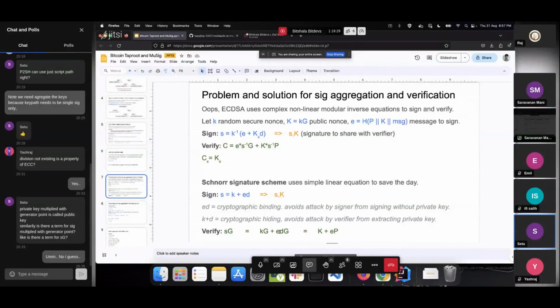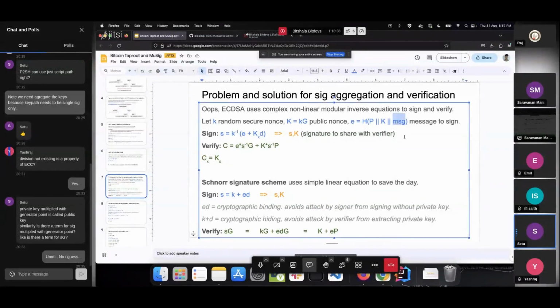A question here. Another simplification is that the message can directly be used in the case of a Schnorr signature, but in the case of ECDSA you have to find E, which is different from the message. E is some sort of hash of the message with other publicly available data. That's the same thing for Schnorr also. Oh, all right. I thought E was the message, but got it.